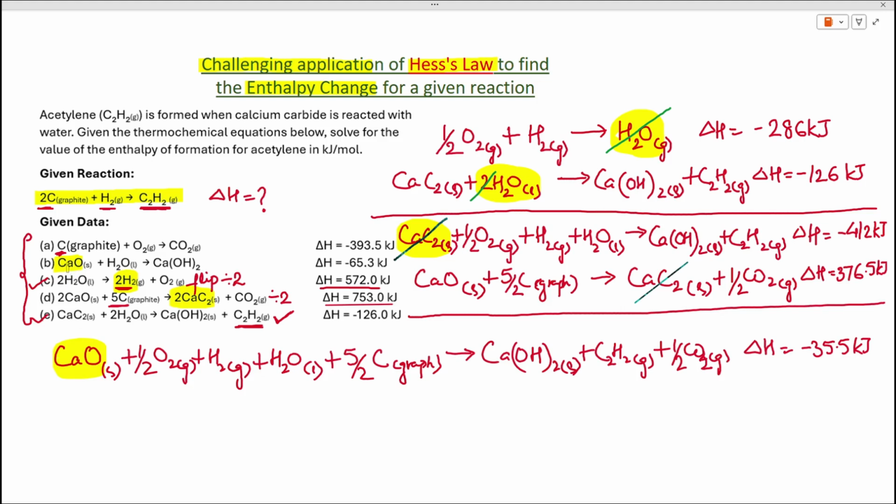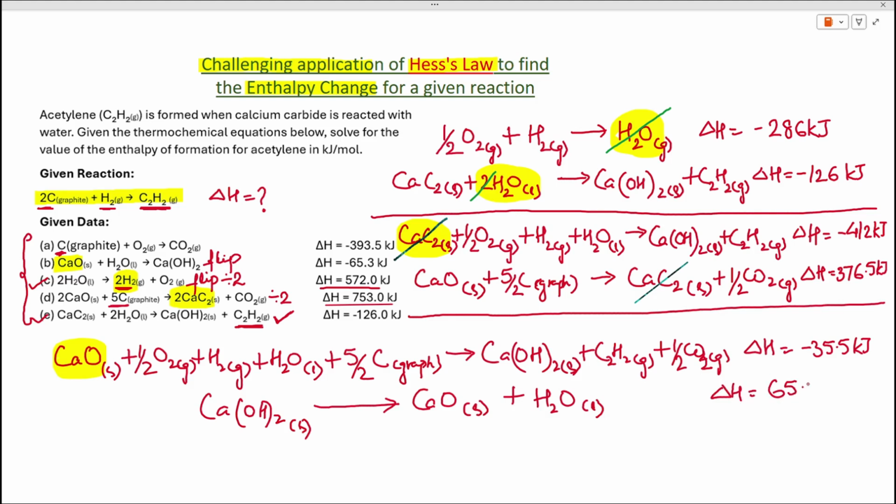We need to have this calcium oxide on the right to get it cancelled. So what we are going to do is we'll just flip equation number B. So flipping it, it gives us calcium hydroxide, gives us calcium oxide, both of them being solid, and then plus H2O, which is a liquid. Because we flip the equation, the delta H instead of negative turns out to be positive, which is 65.3 kilojoules. Let us add these two equations again.